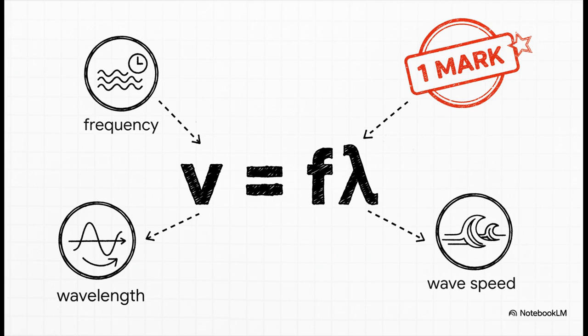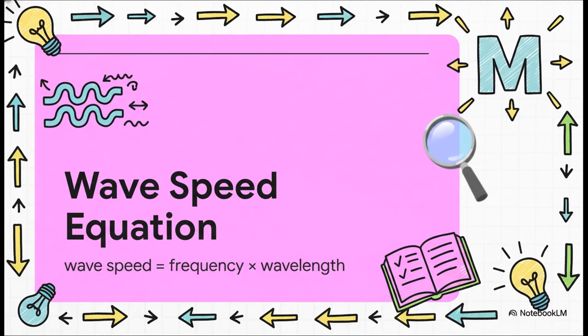No tricks here. And here's the perfect answer, straight from the mark scheme. Wave speed equals frequency times wavelength. The scheme also says that if you use the symbols, v equals f lambda, that's perfectly acceptable too. Either one gets you the mark.